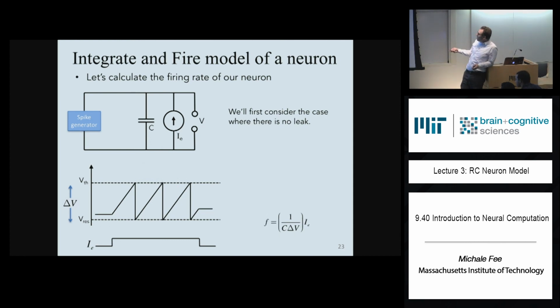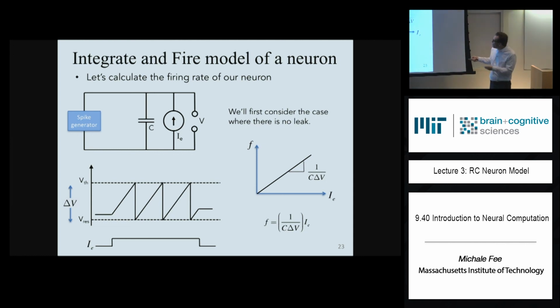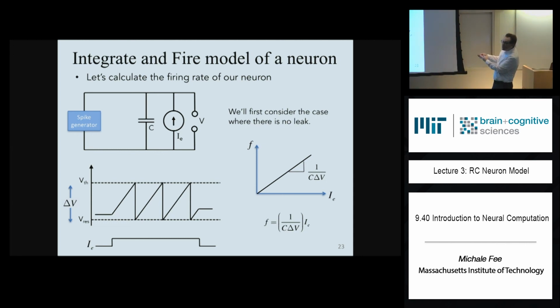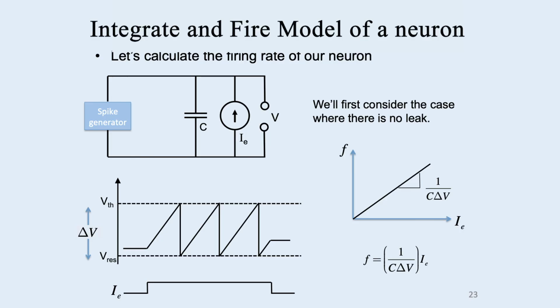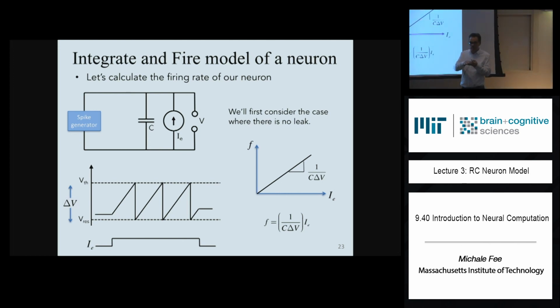Okay. So let's look at what that looks like. The firing rate is proportional to the injected current. It goes through 0. At 0 injected current, the voltage is constant and the neuron will never fire. But if we inject a tiny bit of current, the voltage will slowly ramp up and eventually hit the threshold and then reset. So the firing rate is proportional to the injected current, with slope 1 over C delta V. If the capacitor is much bigger, what happens to the firing rate? It slows down, because as you inject current, the voltage increases more slowly because the capacitance is bigger.